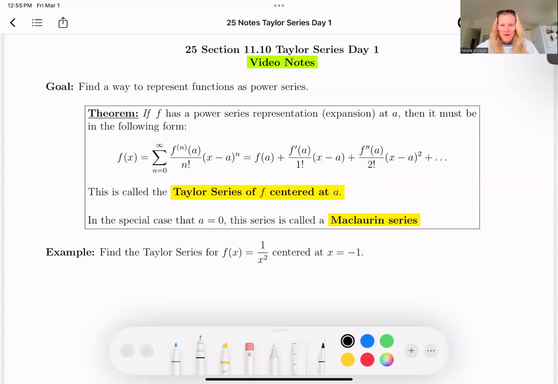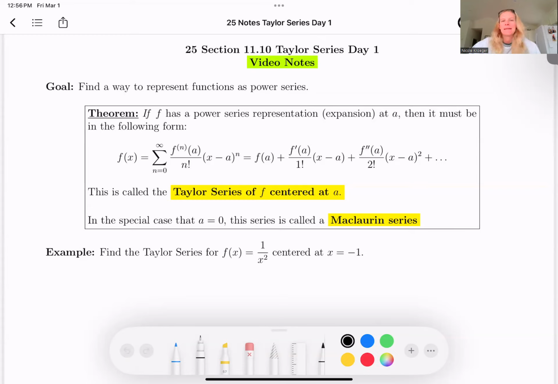We're finally getting to the day where we start figuring out why we've spent so much time on series over the semester. And today it might not all become clear to you, but hopefully over the next couple of weeks, it will become clear why series are useful. What we're going to do today is learn something called Taylor series.